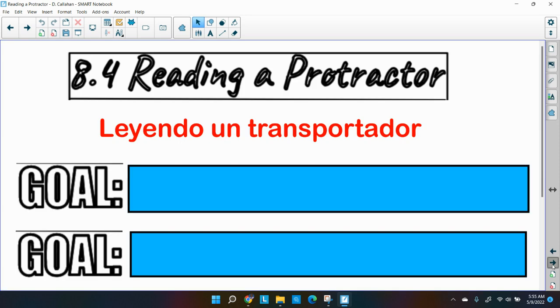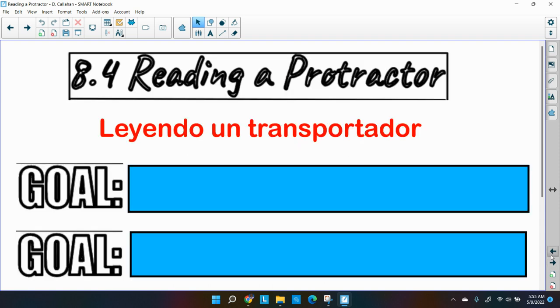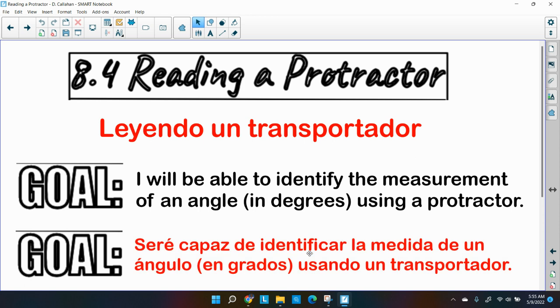All right, let's get down to what we got to do. So, let me back up a little bit. All right. So we want to read a protractor, huh? Okay. So our goal will be to identify the measurement of an angle in degrees using a protractor. All right. So there it is in Espanol for my ELL students.